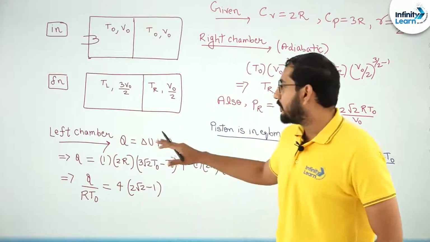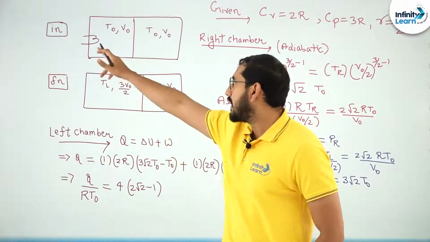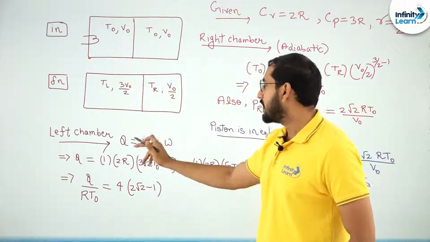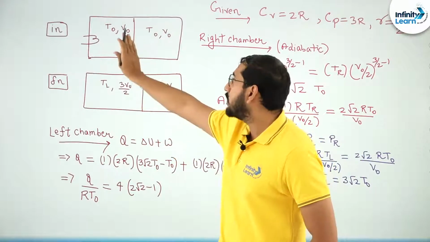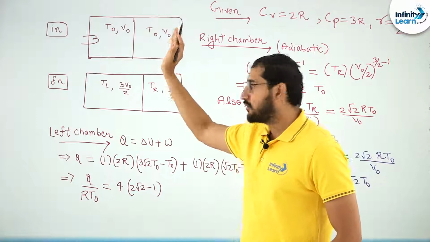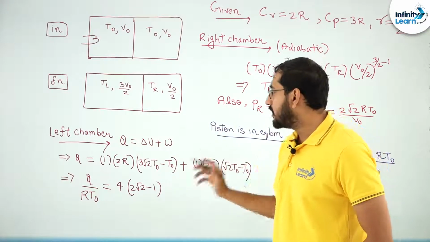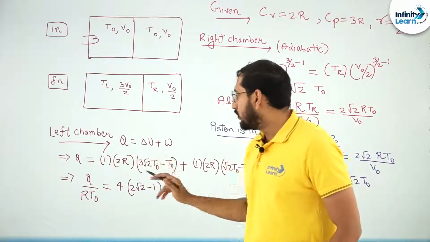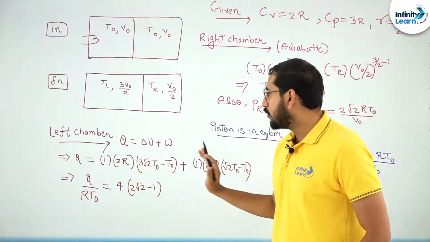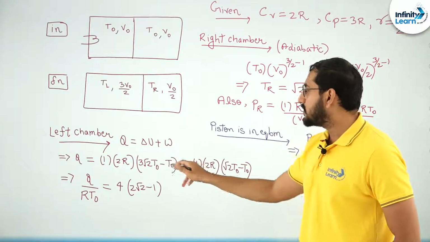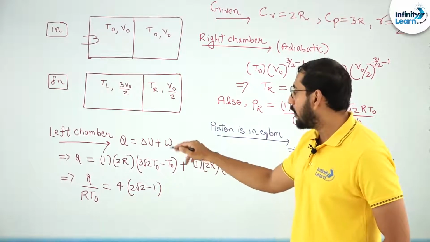For that I have applied the first law of thermodynamics for the left chamber. Whatever heat Q we have supplied will increase the temperature on the left side and it will do some positive work on the right side. So Q equals delta U plus W, that I have applied over here. Delta U is basically nCV delta T. CV we know is 2R, and delta T is the temperature difference between the initial and the final state, right?